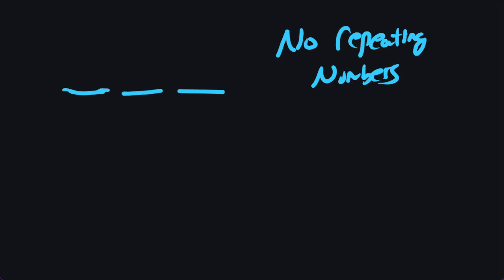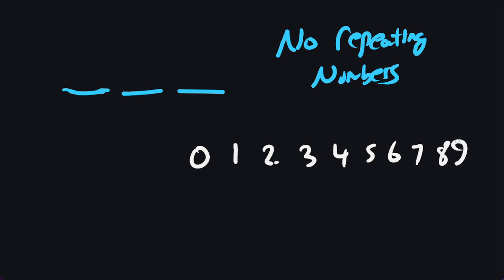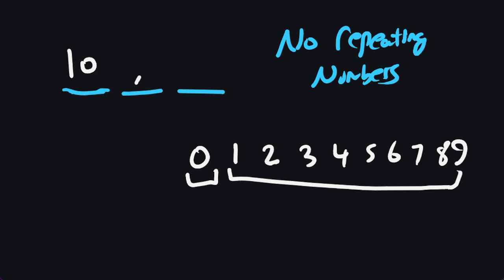Well, how many digits do we have? We have 10 digits: 0, 1, 2, 3, 4, 5, 6, 7, 8, 9. And every number you can create comes from one of these 10 digits. So in our first slot, how many options do we have? We have all 10 digits, so 10. In our second slot, if we've already picked 0, let's say, then we have 9 left.